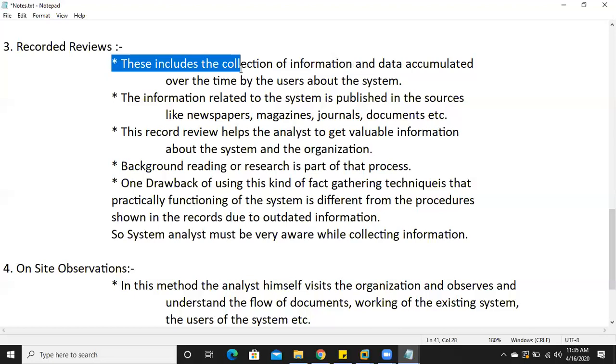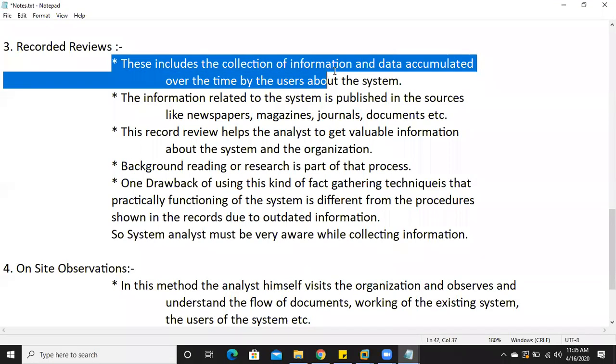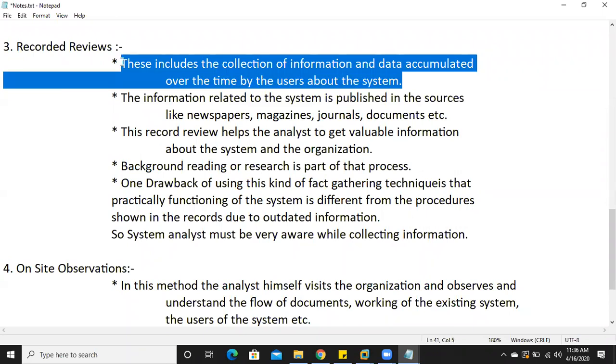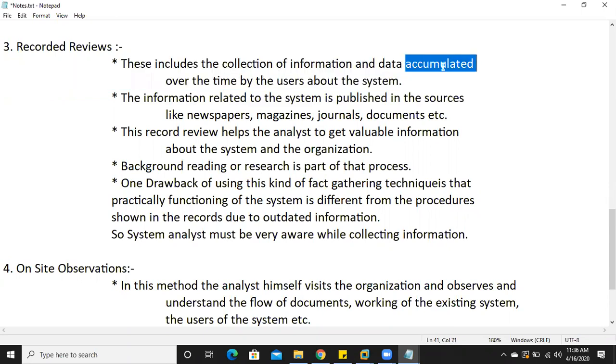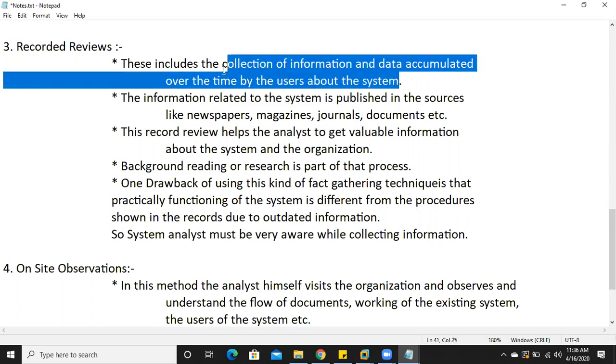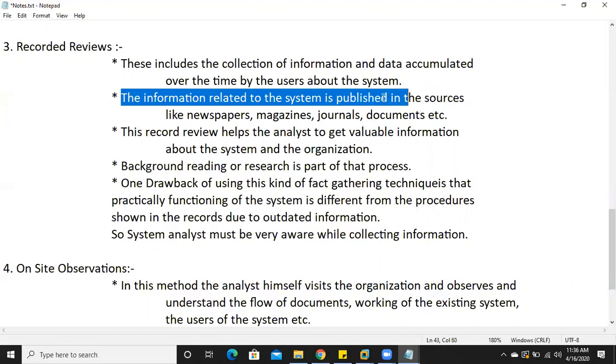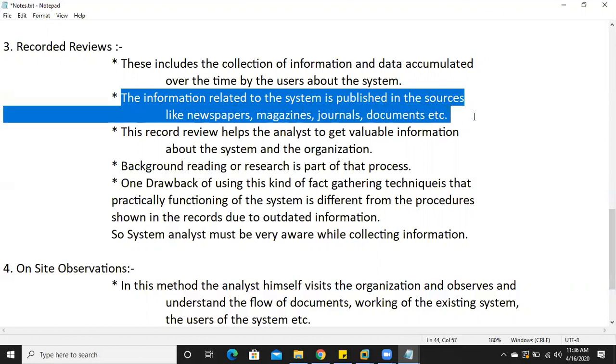These recorded reviews basically involve the collection of information or data accumulated over time by the users about the system. As I have already said, these reviews are collected from information which is accumulated by the users over time. So whatever information the users have already collected, we will collect that same information again. The information related to the system is published in sources like newspapers, magazines, journals, documents.